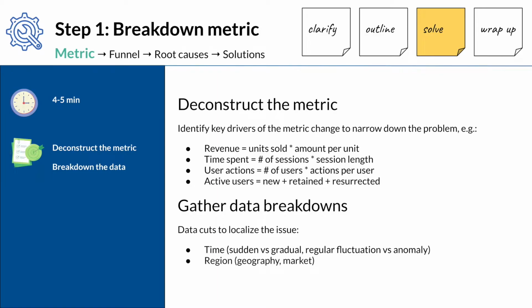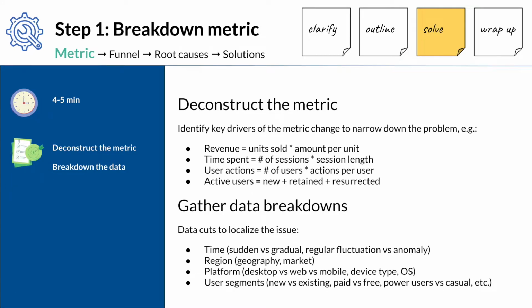Next breakdown is region, like geographic regions or markets, to see if the problem is affecting particular regions versus everything. Platform, which includes desktop versus mobile or versus web. Device type, for example, tablet versus phone, and operating systems or software versions. And the last breakdown type I suggest doing is by user group, which includes comparing the behavior of new users versus existing users, paid versus free, if applicable, power users versus casual users, and so on.